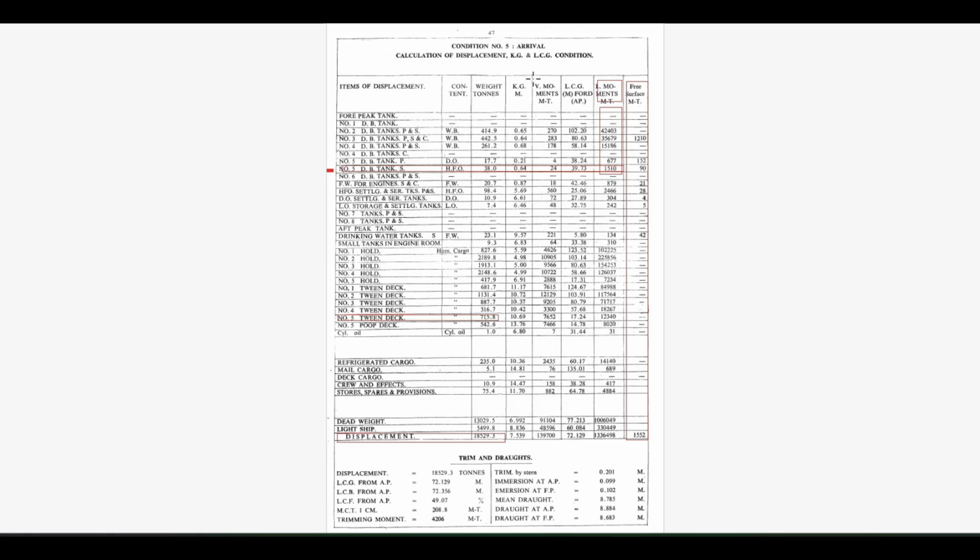Now we have to find vertical movement of the ship. So for vertical movement, the column is here and the vertical movement for the ship is given at the end. This is 1,39,700 meter tons. That is the vertical movement of the ship in condition number 5.